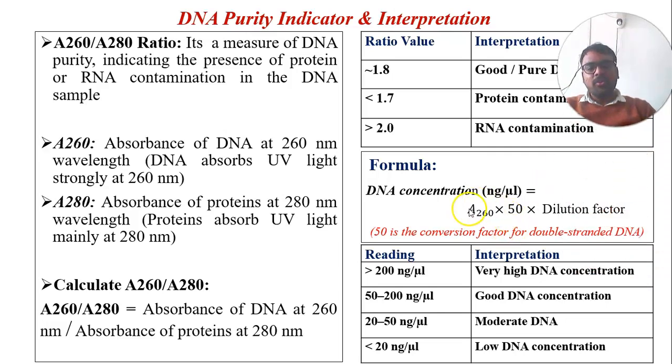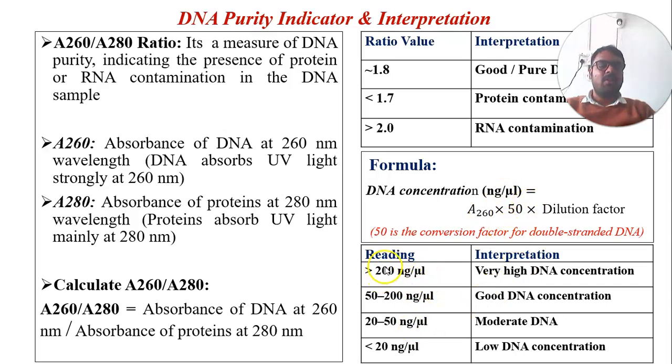You can also calculate the DNA concentration manually using a formula. If you have the A260 value, that is, the absorbance of DNA at 260 nanometer wavelength, you multiply it by 50, and also by the dilution factor. If you diluted the sample before checking it, you need to use the dilution factor. If you are not diluting, just multiply by 1 or neglect it. 50 is the conversion factor for double stranded DNA, so you multiply the A260 value by 50 to get the reading.